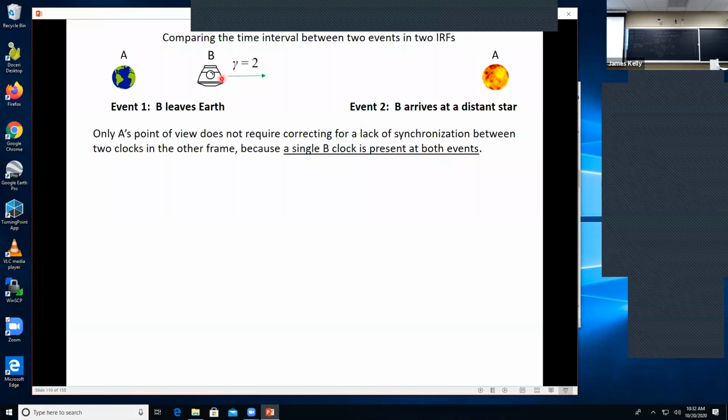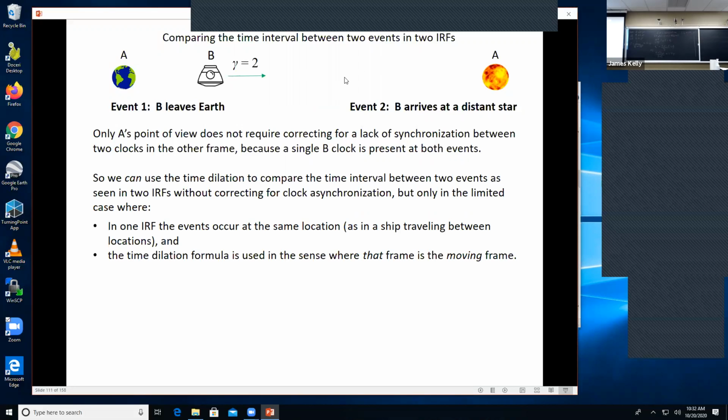it is true that, from A's point of view, B's clock here on the ship and one of B's fellow scientists who's still zooming at gamma equals 2 in this direction, but is somewhere else over here. From A's point of view, from the Earth's point of view, those two clocks wouldn't be synchronized either. But we don't really care in this experiment because the two events we're trying to compute the time interval between only involve one clock measurement in B. So the fact that B's clocks are asynchronous doesn't come into anything in here.